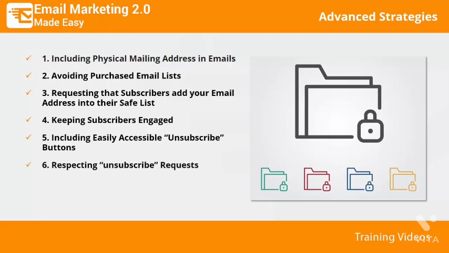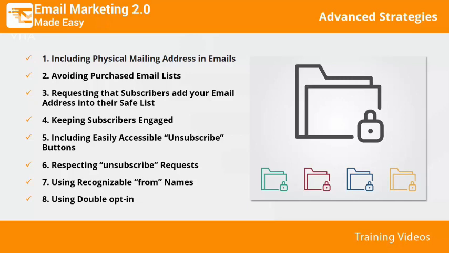6. Respecting unsubscribe requests. Don't ever ignore a request from subscribers to unsubscribe. This will not only land you on many email blacklists, but it can get you into legal trouble as well. 7. Using recognizable from names. Use a concise from name in your emails that you can use for all your emails. Using different from names on the same email newsletters can affect your delivery rates.